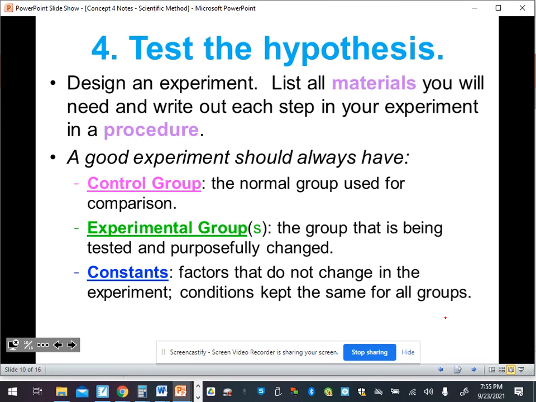And then the last thing that I want you to write down here is the definition of a constant. Sometimes people get constant and control mixed up. Don't do that. The control group is the group. The constants are things and factors in the experiment that don't change between the groups. Factors that do not change in the experiment, conditions are kept the same for all groups.